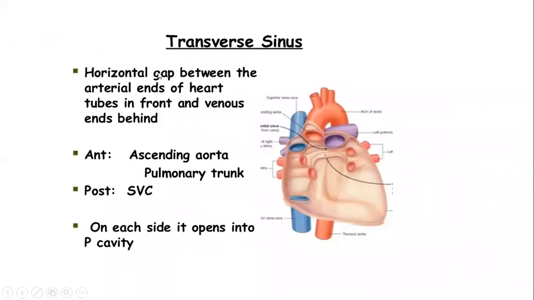So, the transverse sinus is a horizontal gap between the arterial ends of the heart tubes in front. What arterial ends? Anteriorly, the pulmonary trunk and aorta, and venous ends behind. What venous ends? The pulmonary veins and superior and inferior vena cava, particularly the superior vena cava. On each side, it opens into the pericardial cavity. Hence, it is basically located inside the pericardial cavity. So I hope these points are clear to you.